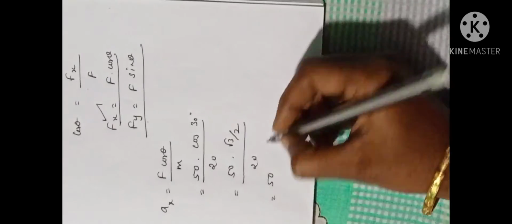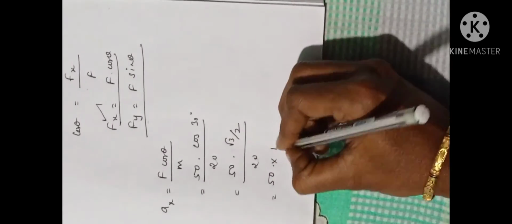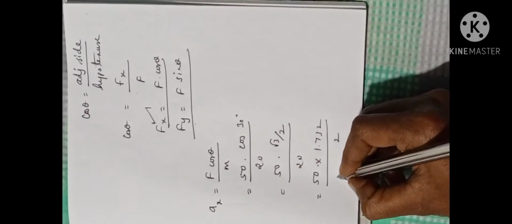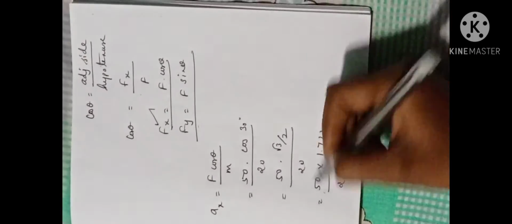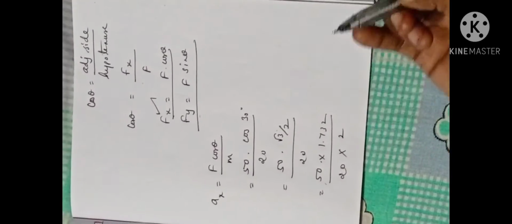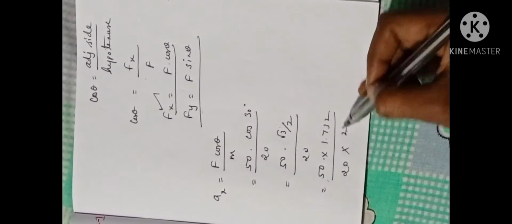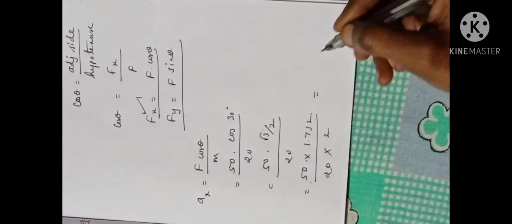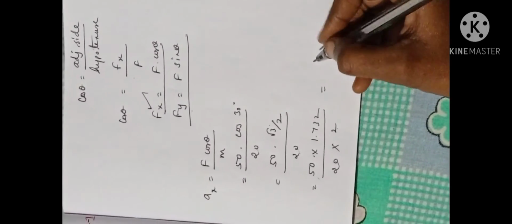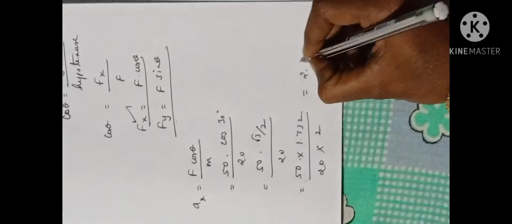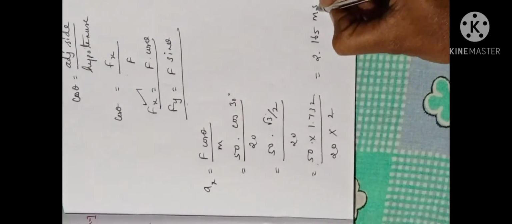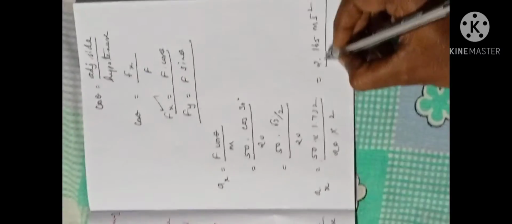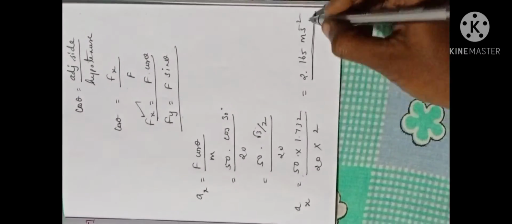So 50, the value of root 3 is 1.732, divided by 2 into 20. By calculating these values we get the answer 2.165 meter per second square. So the acceleration of the object along x-axis is 2.165 meter per second square.